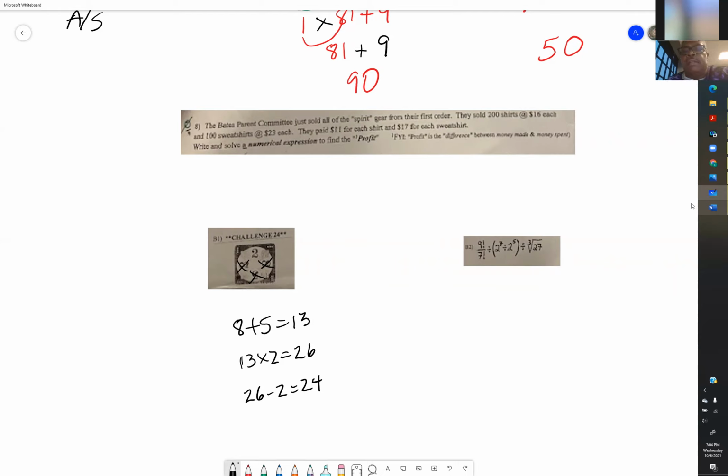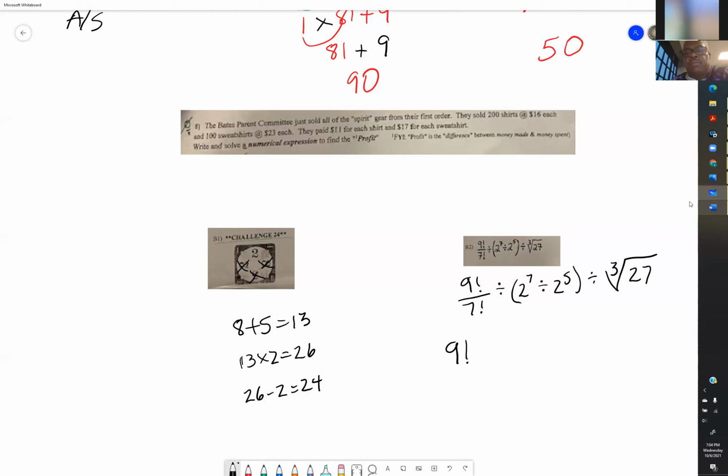All right, let's go to this one. Now this can be rewritten a different way. Let me make sure I have it right. I'm just gonna write it as I see it: 9 factorial divided by 7 factorial divided by 2 to the 7th power divided by 2 to the 5th power divided by the cube root of 27. I like this question. Okay, now this is how I see it. I see it like this.